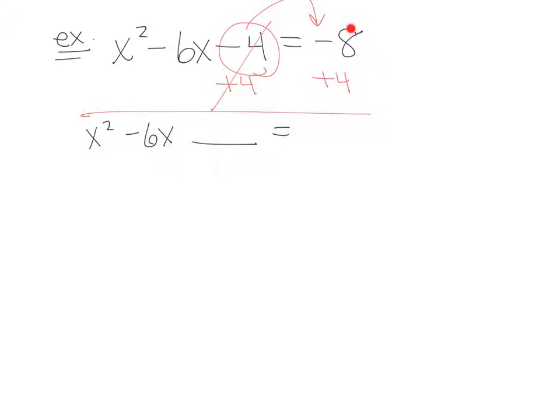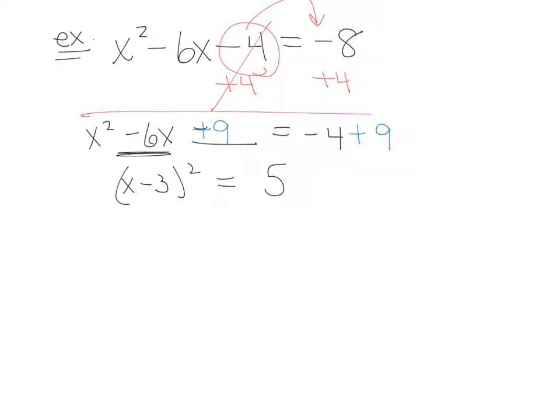Notice here I got to combine like terms. Negative 8 and 4, negative 4. So now I'm going to complete the square. Half of negative 6, negative 3, squared, positive 9. Because you magically added 9 here, I'm going to magically add 9 there. So now I'm going to go ahead and factor. x minus 3. It's minus because this one, the middle term, is negative.